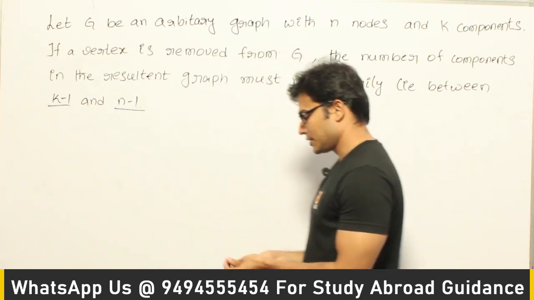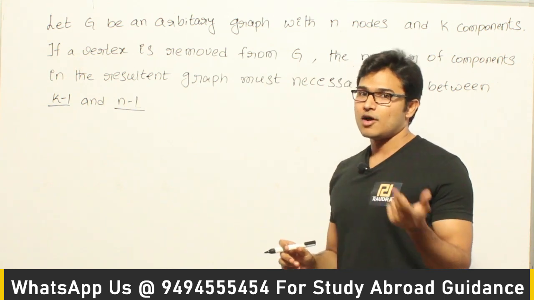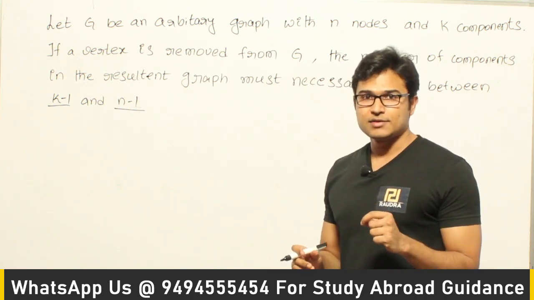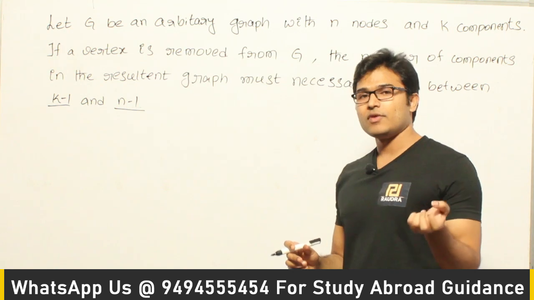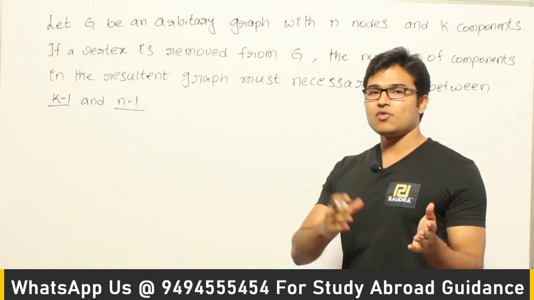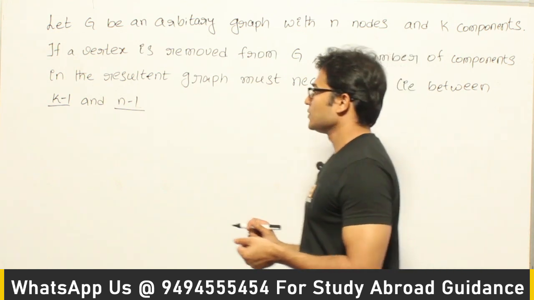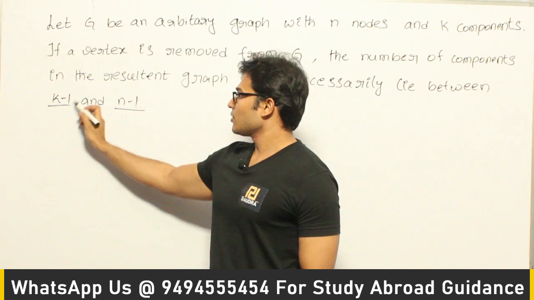Now they are asking us this: if a graph is initially having k components and n vertices, then if I delete one vertex from it, what is the least number of components possible and what is the highest number of components possible? That is what is asked, right? So now let us assume that these are not given.